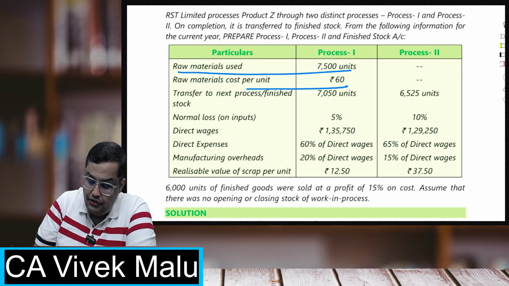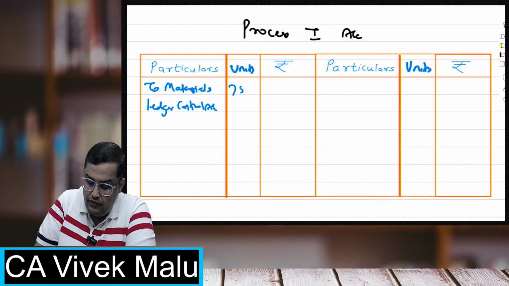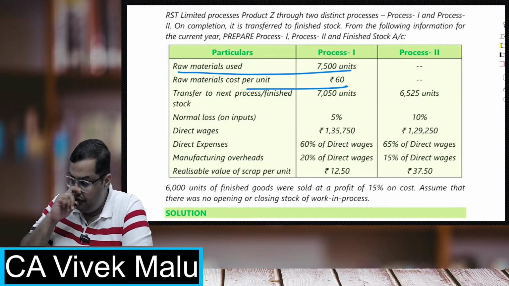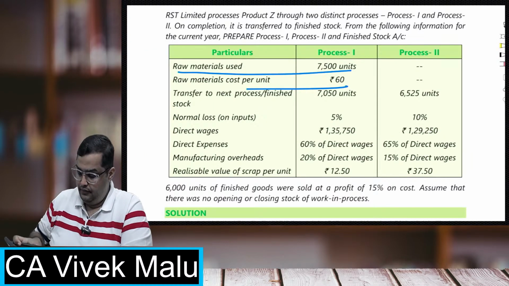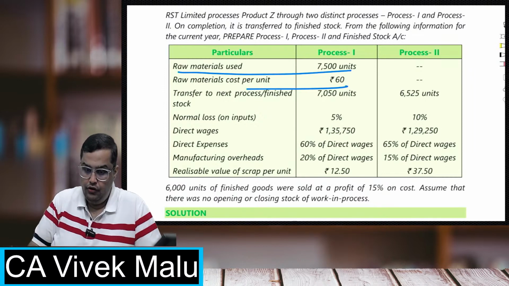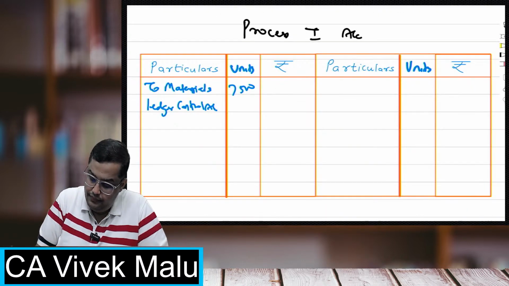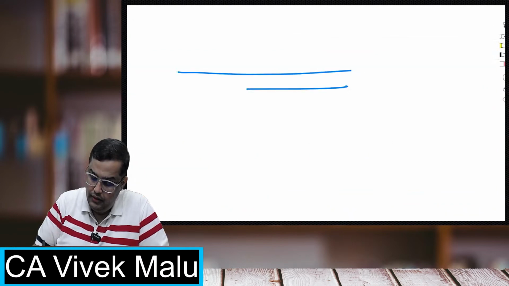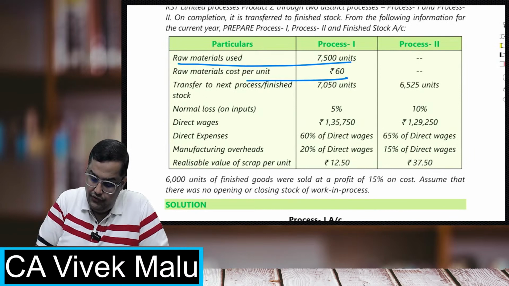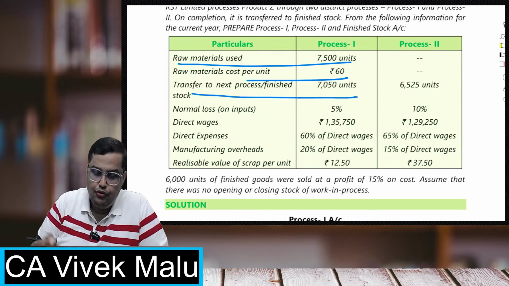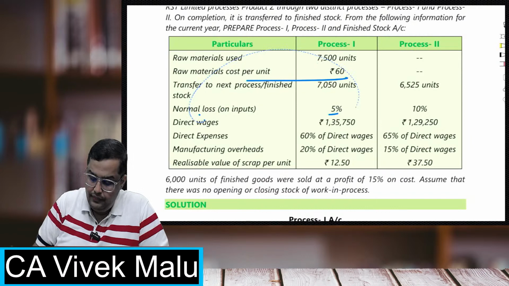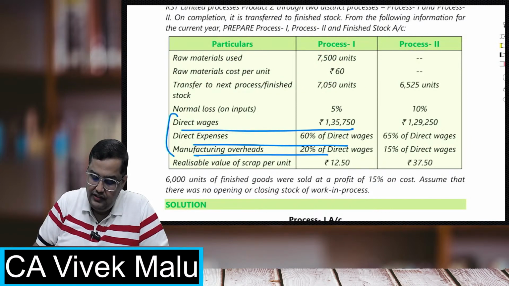How many units have I introduced? 7,500 units. And how much will be the amount? 7,500 into 60. Come on, do that. So that is 4,50,000. Next, the transfer to the next process is 7050. I'll come to that afterwards. Normal loss is given as 5%. I'll come to that afterwards as well. First, I'll write the direct wages, direct expenses, and the overheads. Let's finish the easier part first.